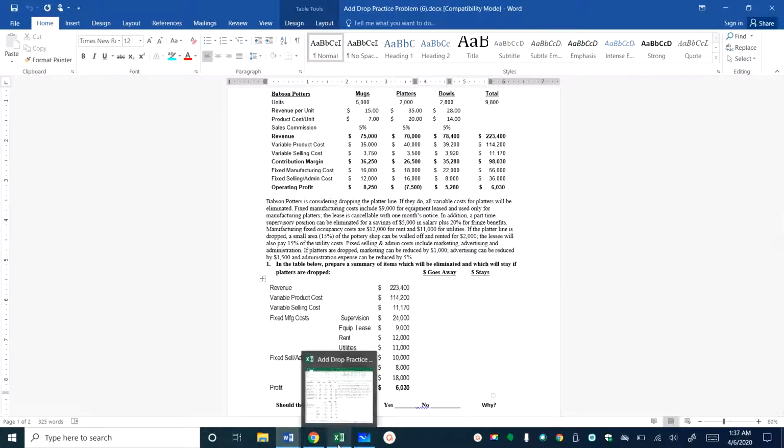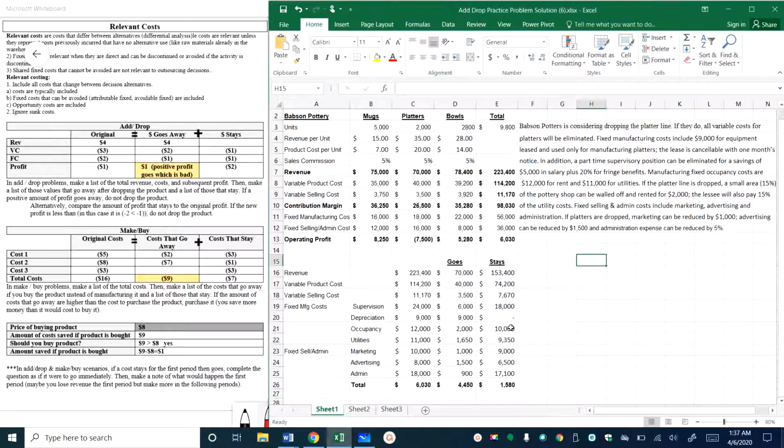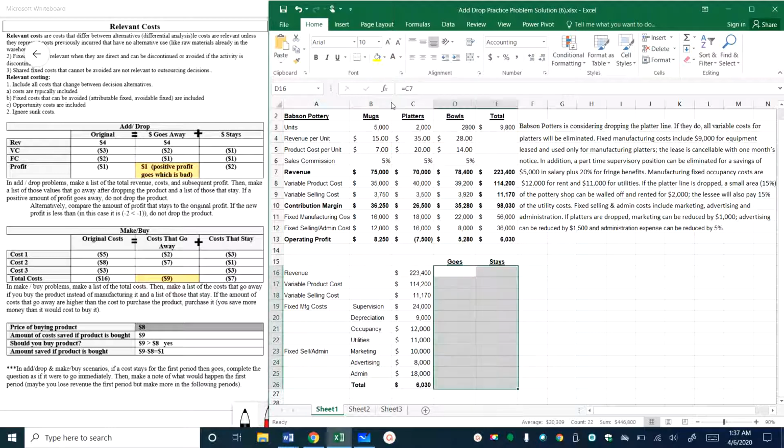So I'll pull this up in Excel, but first I'll have my cheat sheet here and then Excel. So again, why don't you just try to work through this problem? These are the total costs and all the product costs. Try to work through these, figure out what the total cost is, and decide whether or not you should drop the platters.